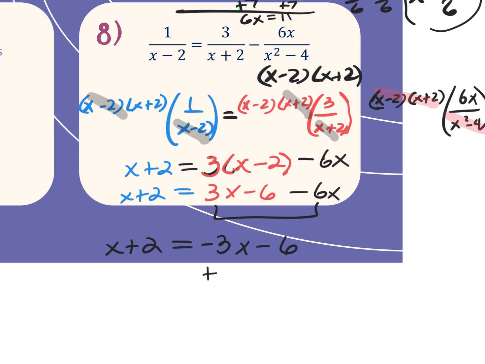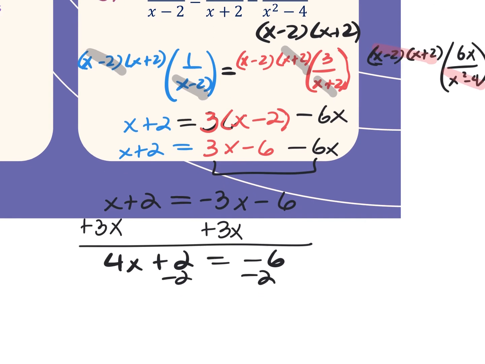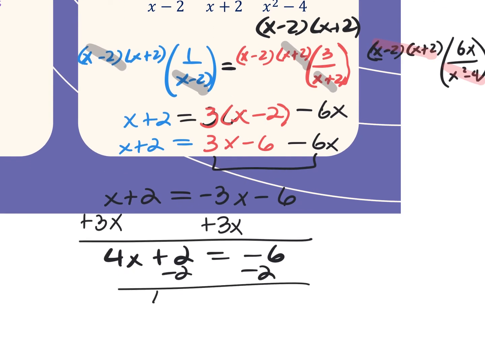I'm going to add 3x to both sides. I end up with 4x plus 2 equals negative 6. Subtract the 2, and I get 4x equals negative 8. Divide by 4, and x equals negative 2.